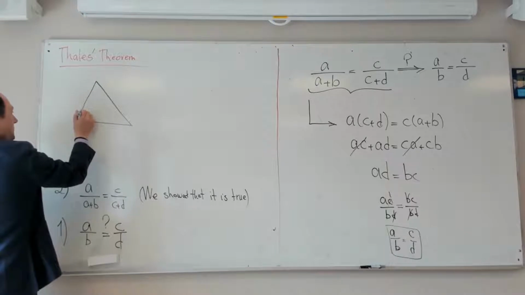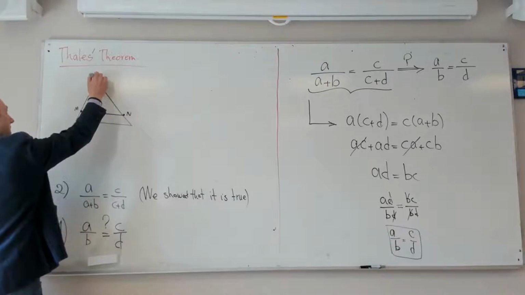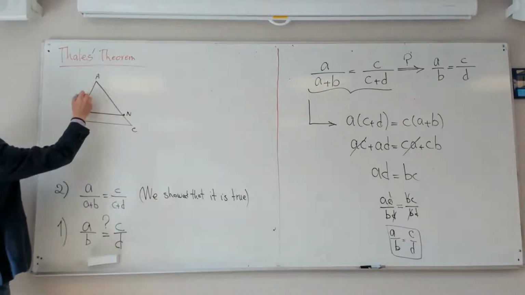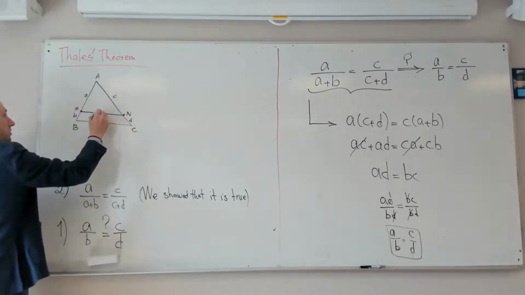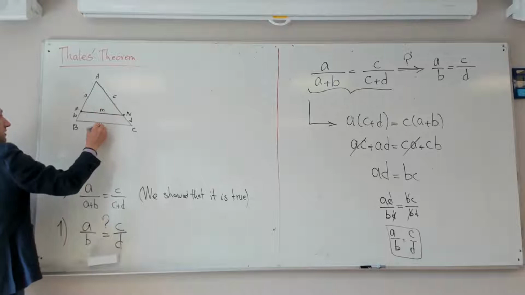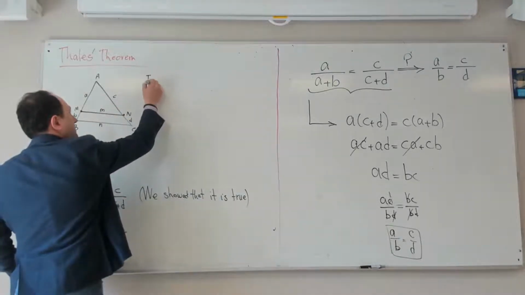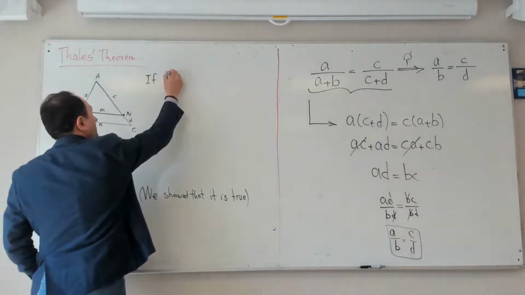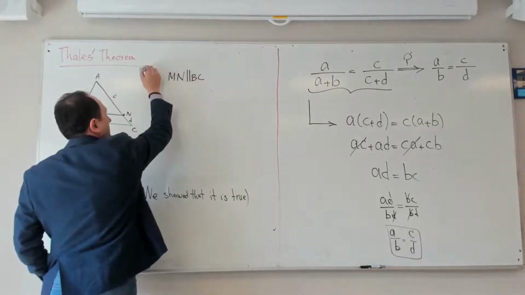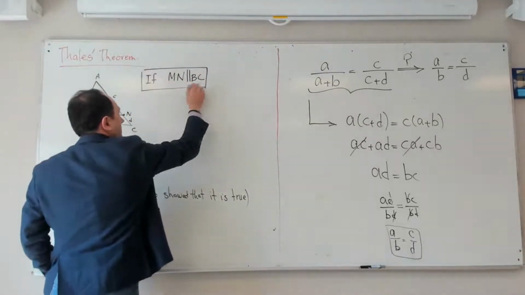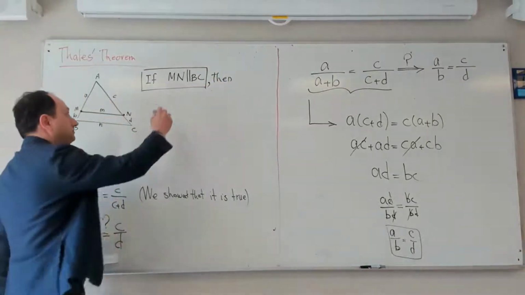So let me do, for example, here. This is M. This is N. This is A, this is B, and this is C. So let me call this one A, exactly like the notation in the book, C and D. So let me call this one M and N. So we know that, so let me write it big. If MN is parallel to BC, then, so it is important, yes?